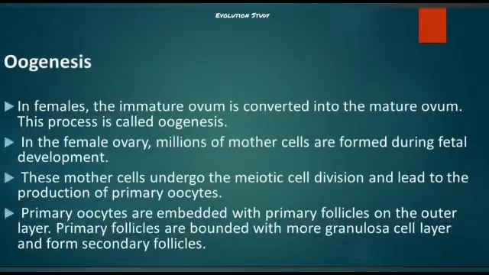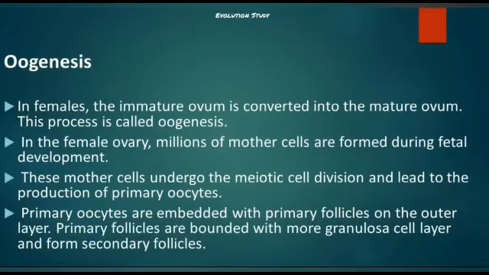What happens during oogenesis? In females, the immature ovum is converted into the mature ovum and this process is called oogenesis. In the female ovary, millions of mother cells are formed during the fetal development. Now these mother cells undergo the meiotic cell division and lead to the production of primary oocytes. Now these primary oocytes are embedded with primary follicles on the outer layer.